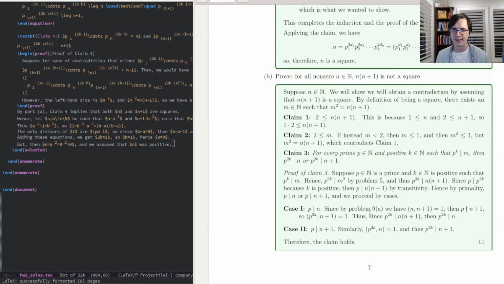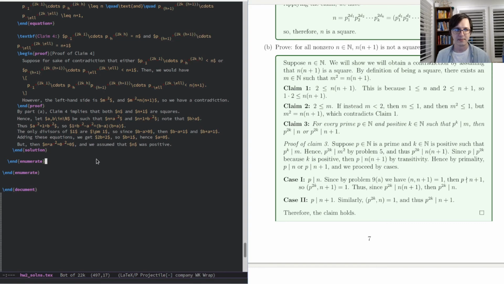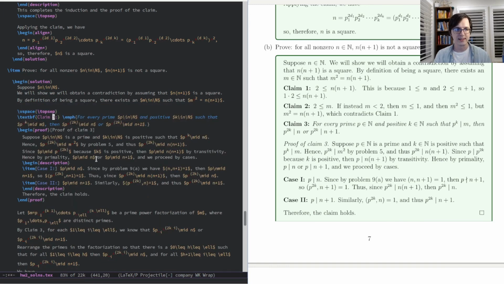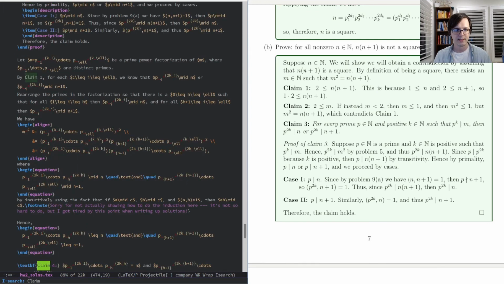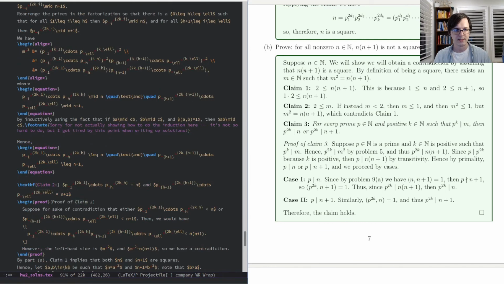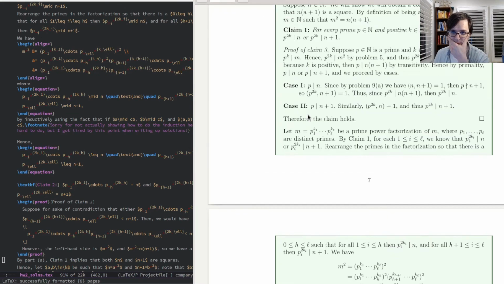Okay, what did we not use? Did we use claim 2? We did not. Did we use claim 1? We did not. Let's just delete them. We don't need them anymore. So let's renumber this. That's a long proof.